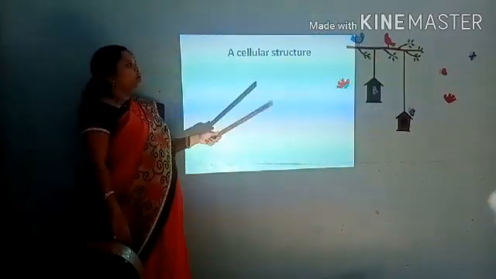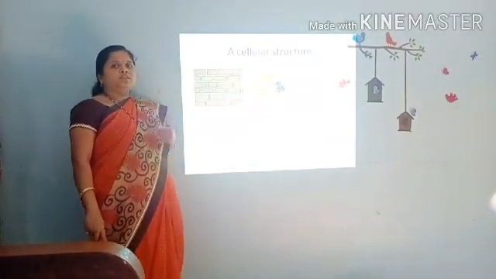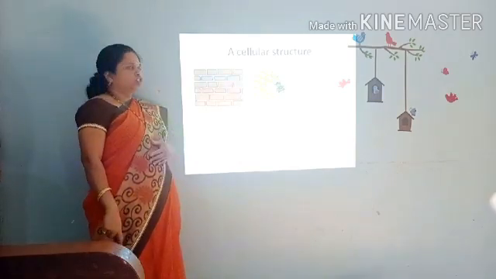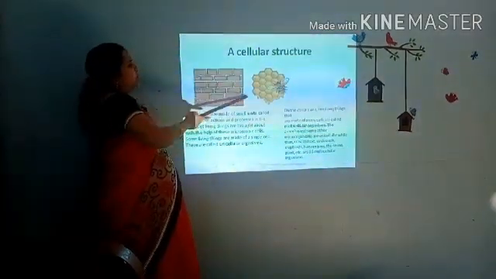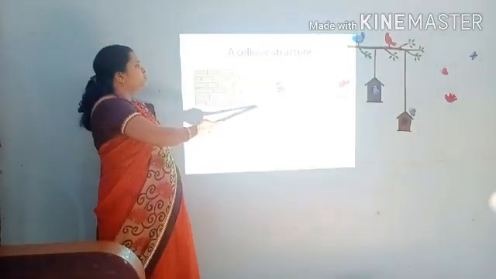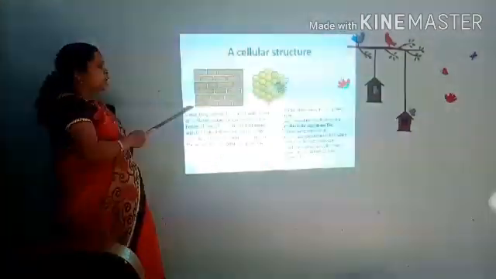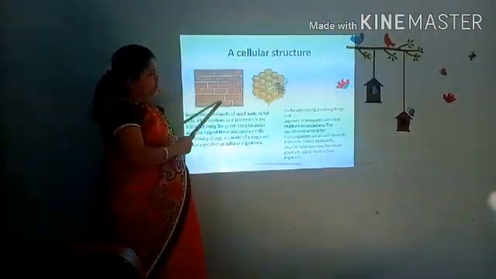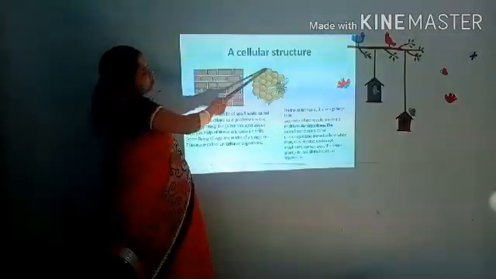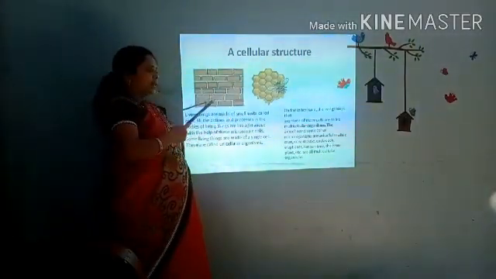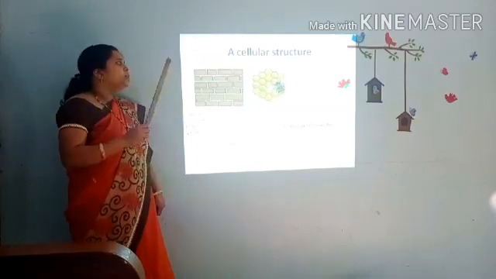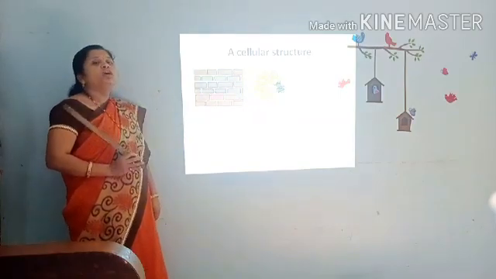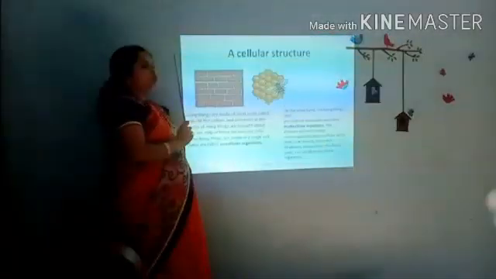So now we are going to see what the characteristics of living things are. And the first characteristic is a cellular structure. Observe these two diagrams. First one you can see in the wall. Here the bricks are arranged in a proper way. These bricks you can see in a wall. Similarly, this is the honeycomb of honey. Like that, in our body, our cellular structure, that means our cells are stuck to each other. We have a cellular structure.